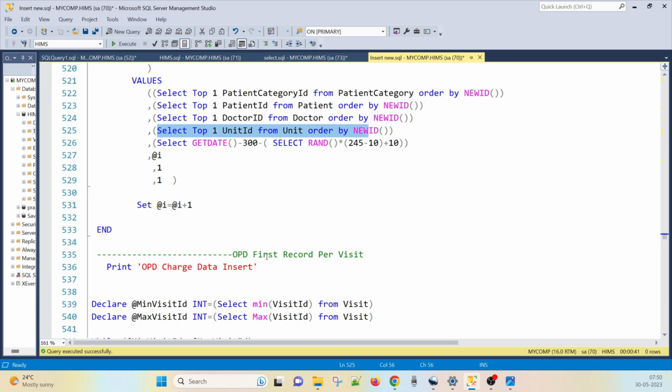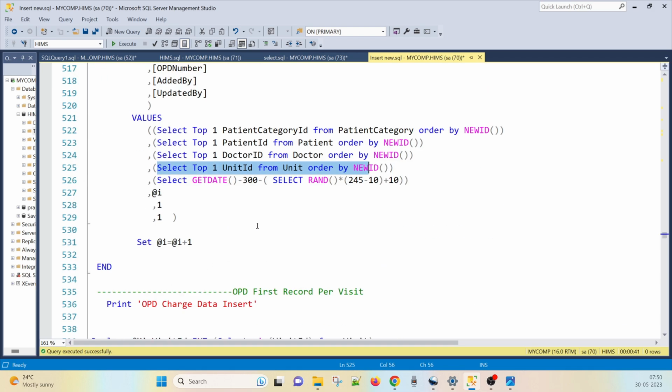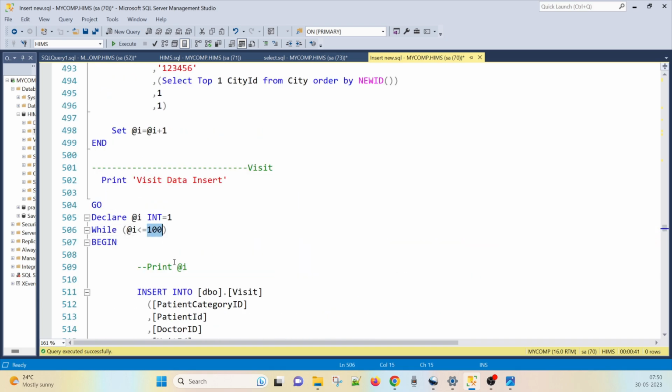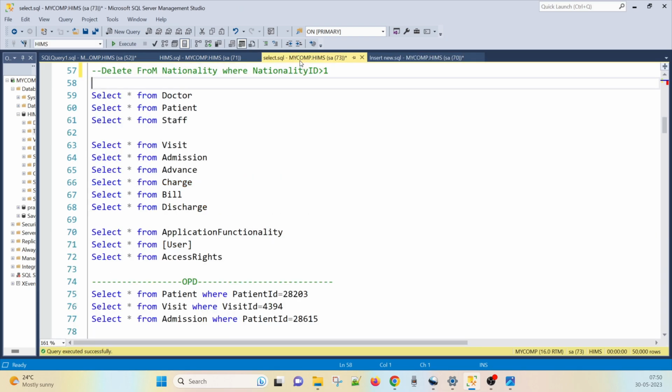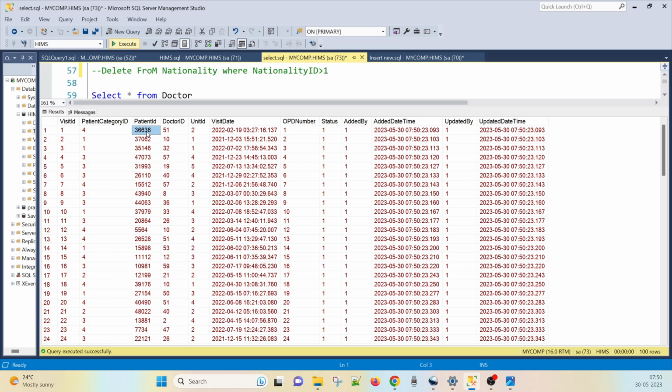Yeah. Okay. So what I will do, I am inserting 100 records. So let's start, execute it and let's see the visit table. Yeah, patient ID 36636. This patient has patient category ID 4, meaning staff dependent, and 51 is the doctor ID, and he visited unit ID 2. And what is the visit date? This is 19 to 2022. I reverted that date, that's why it is in the past. And the OPD number.